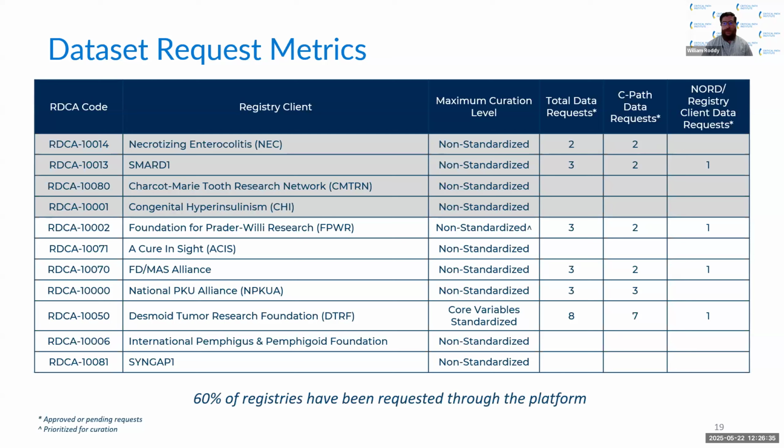And just to highlight some of the successes here, about 60% of the registries have been requested through the platform, which is pretty exciting. The other thing is that a lot of these registries haven't been on the platform for very long, so we expect that those numbers will increase over time. But to see that, right away we start to get data requests that are related to these is useful, and that it varies. Some are internal to CPATH, our own quantitative medicine team, and others are coming from NORD or from other patient groups.